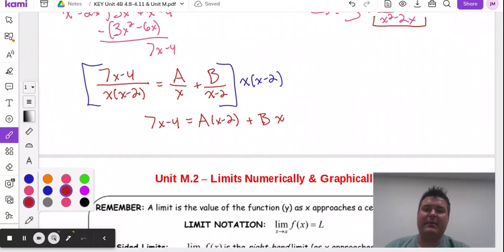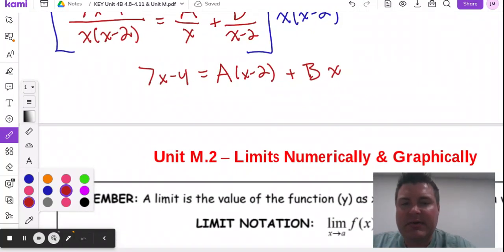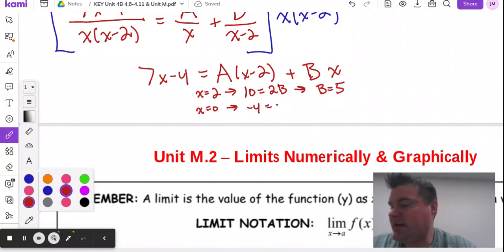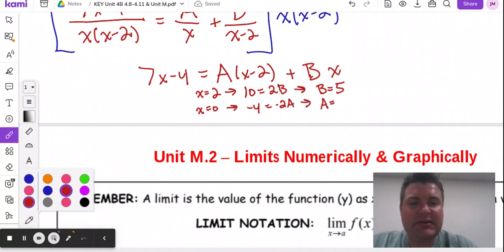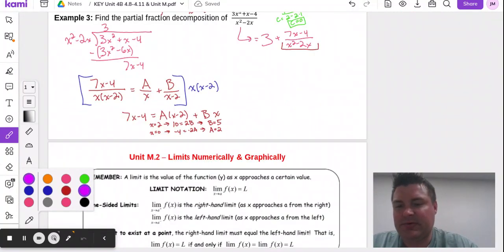Welcome back from your paused video, and hopefully you did the work. So I'm going to go through right over here. I'm going to let x equal 2. When I do that, I'm going to end up with 10 equals 2b. So b is 5. Let's divide both sides by 2. Now let x equal 0. I'm going to get negative 4 on the left-hand side equals negative 2a. So divide both sides by negative 2. a is 2.